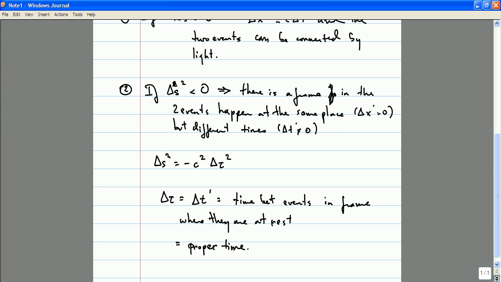If I have two events that are happening here, and I want to measure them in my frame, where the events might be moving, and I say, what is the time between the events in the frame in which they are at rest? Then the answer that I will get is the same as the answer that you would get if you asked yourself, what is the time between these two events in the frame in which they are at rest? So hopefully that's clear. So, in this case, we say that the events are time-like separated.